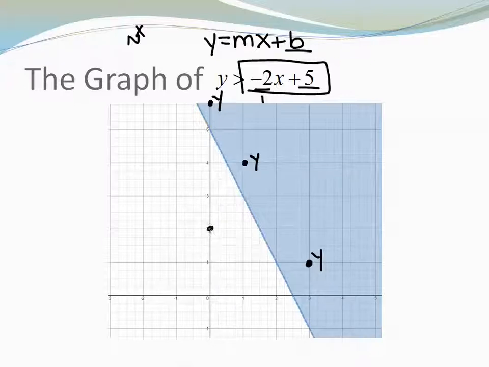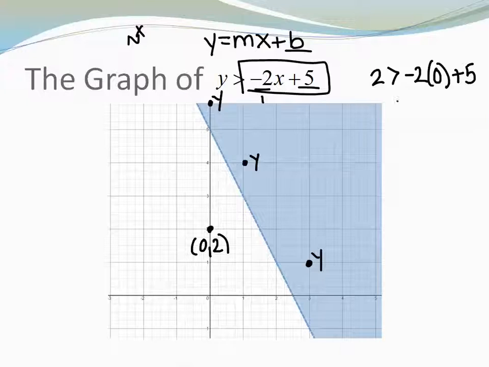Let's pick like 0, 2. That's this point right here. So let's test that one. So y is 2, x is 0. Okay, so that's a 0, goes away. We get 2 is greater than 5. Is that true or false? That's false. 2 is not greater than 5. Okay, so this is a no.